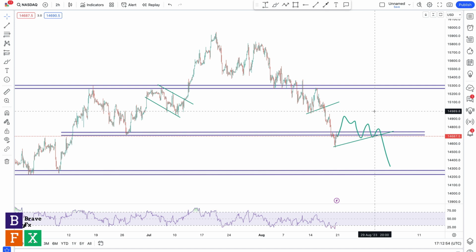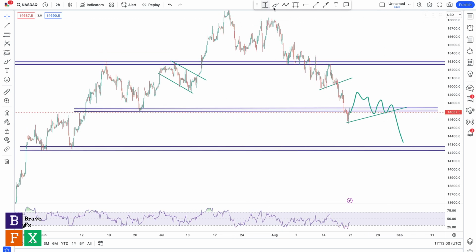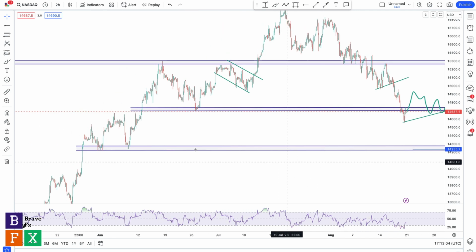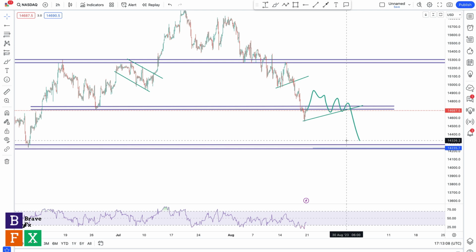I don't see any logical reason why I would be going long, right? So I'm bearish on Nasdaq, and when I go short, first target is going to be around these lows, because this is the next significant area of value where I expect a bounce or a pause, right? So this is briefly for Nasdaq. Moving on, we're talking about EUR-USD.